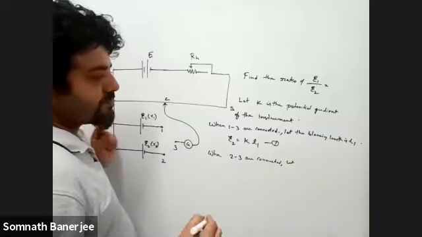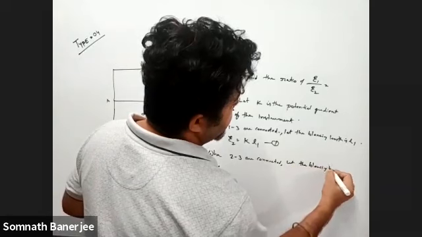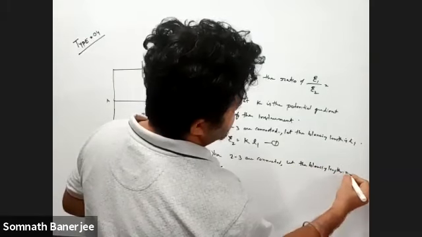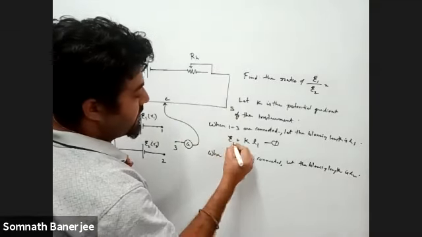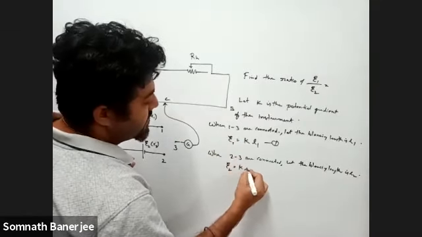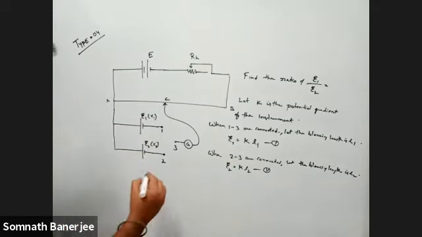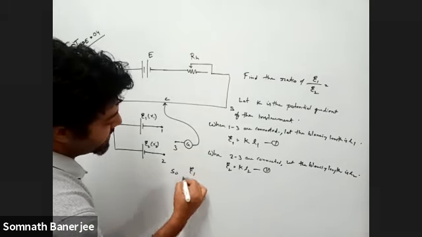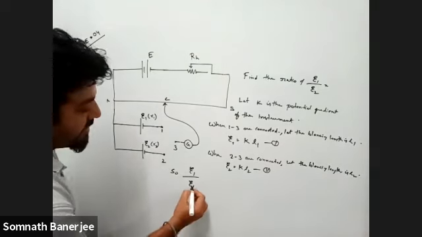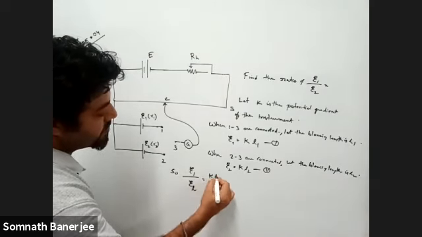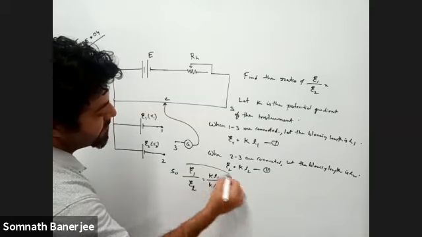When 2 and 3 are connected, let the balancing length be L2. So EMF of the secondary cell is K into L2. So we can easily compare them. So EMF of the secondary cell of the first one, EMF of the secondary cell of the second one, is KL1 by KL2, that is L1 by L2.